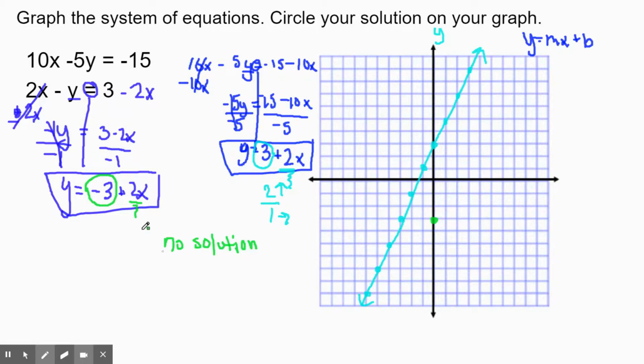So let's see that on here. So our slope, again, is 2. So I have to put it as 2 over 1. Remember that that's our rise over our run, so I'm going up 2 over 1. So up 2 over 1, up 2 over 1, up 2 over 1. And then on the other side, I've got to reverse, down 2 over 1, down 2 over 1, down 2 over 1. And there are my lines. And as you can see, they're parallel, so they continue on forever and ever, but never actually touch each other.